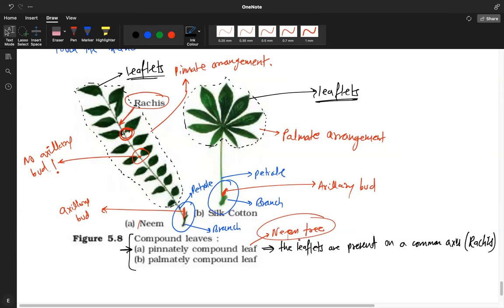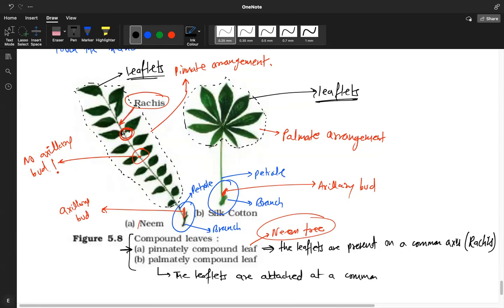Then next, write down the palmate compound leaves. It's like a palm. There, write down: the leaflets are attached to a common point.